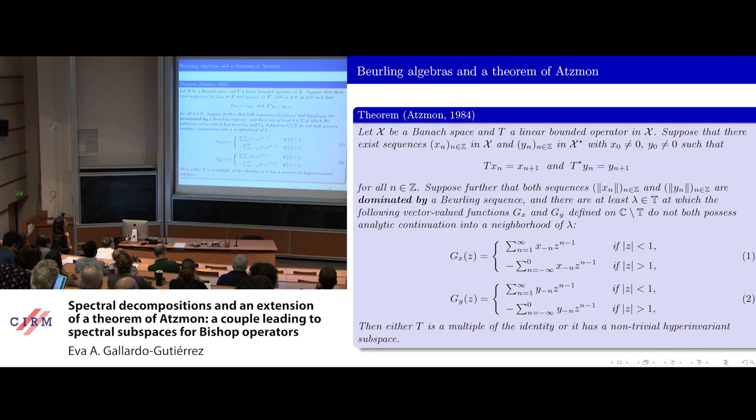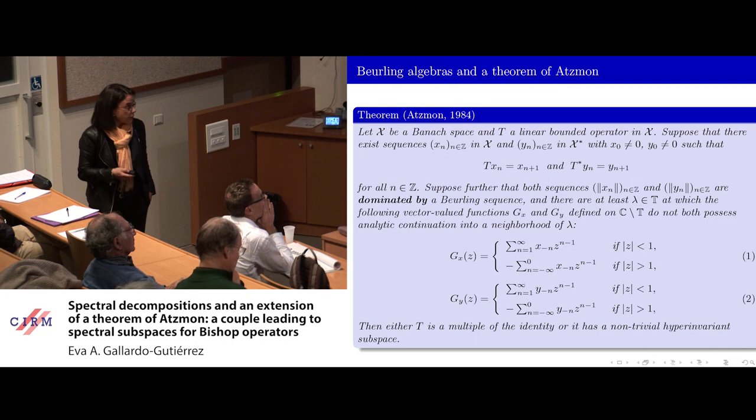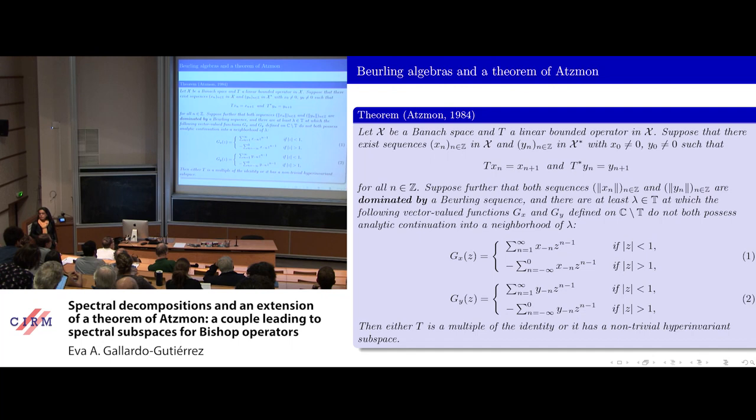Assume, in addition, that you are able to find a point in the torus, in the unit circle, such that these two vectors evaluate analytic functions, which are well defined in the complement of the unit circle, that do not have analytic continuation through a neighborhood of that point. Then, if T is not a multiple of the identity, it has a hyperinvariant subspace. All right, the first time you see this, it's like a crazy theorem in some sense, because those two analytic functions seem to appear weirdly there, and they are constructed through the bilateral orbits of the vectors, right?